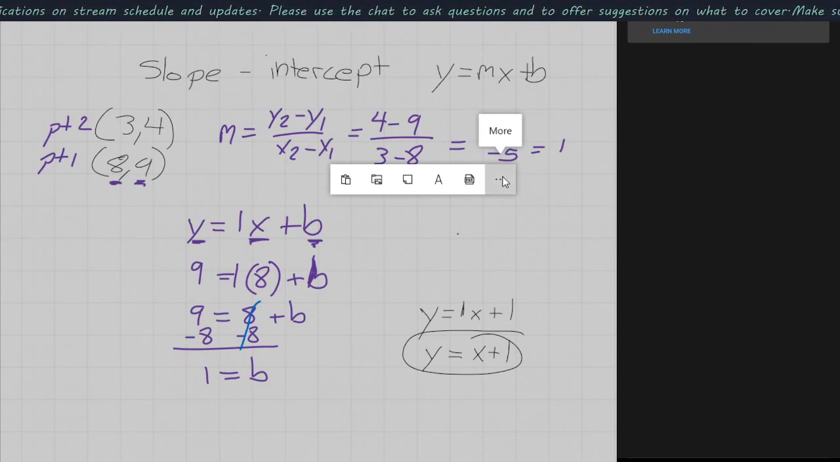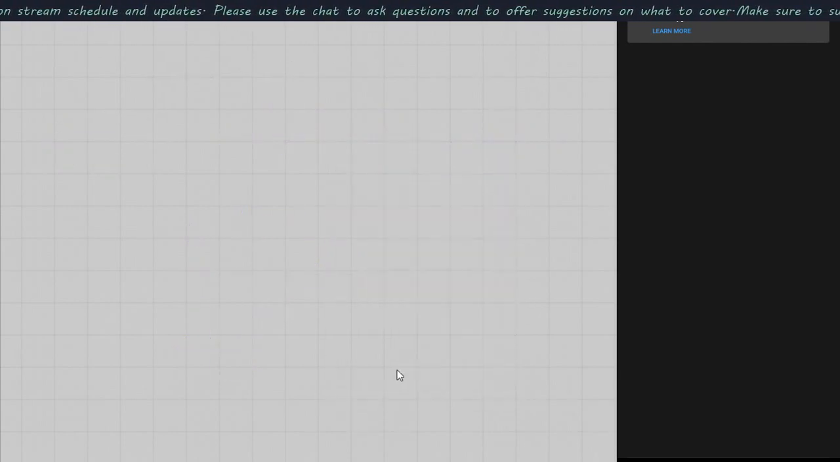Alright, so now on to algebra. For algebra today, I am going to go over law of exponents, and I'm also going to go over simplifying radicals.